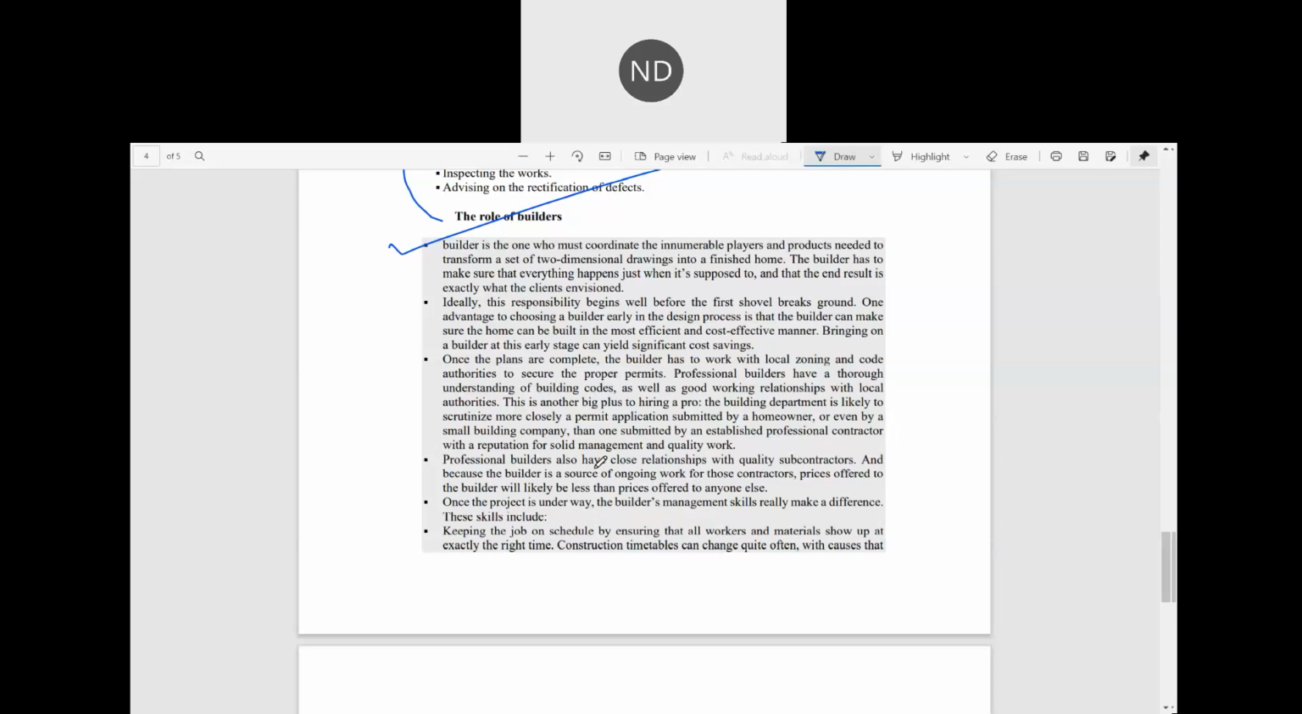Once the project is under way, the builders will manage the skills, which really makes a difference. Professional builders also become a source of ongoing work for those contractors. They have to take the update or the status of those contractors. Prices offered to the builders will likely be less than the prices offered to anyone else. Builders will build your building structure at a lesser cost.